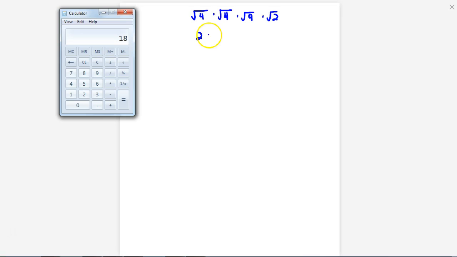We have 2 times 2 times 3 times, there's no square root of 2, so we leave that as the square root of 2. So 2 times 2 is 4, times 3 is 12. So our final simplified answer here is going to be 12 square root of 2, which you can check in your calculator and make sure you get the same answer as you did for the square root of, what was it, 288 that we were looking at.